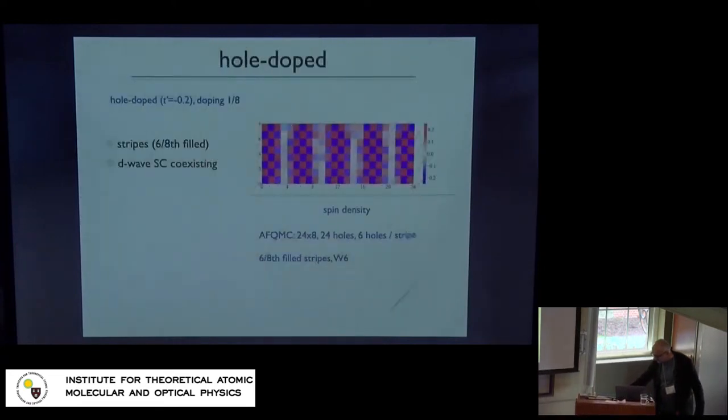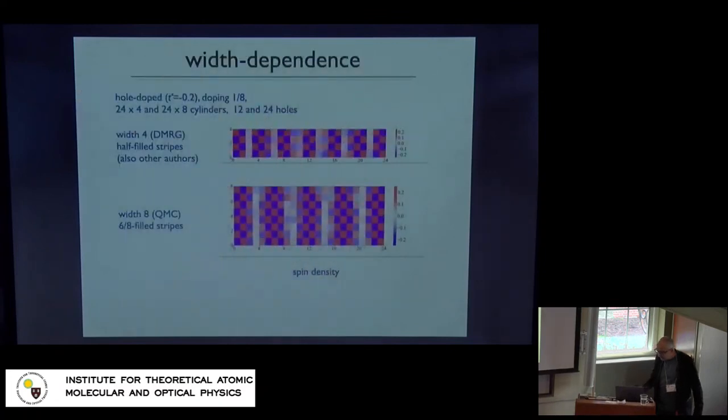Are the stripes getting weaker with non-zero T prime? We did not extrapolate. Unfortunately, we do not have results where we take T prime continuously from zero to the minus 0.2 value. We just compare zero and 0.2, so we are always fixing at 0.2. Perhaps one should say these are calculations one would love to do, but they're not exactly cheap.